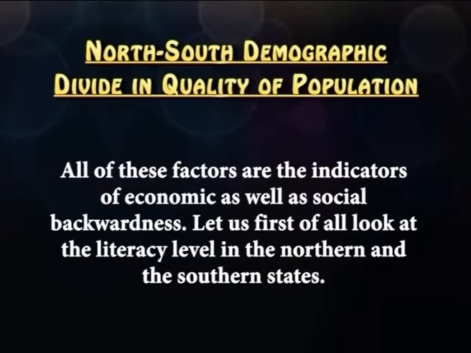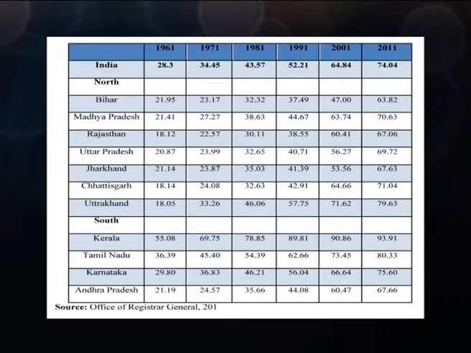All of these factors are the indicators of economic as well as social backwardness. Let us first of all look at the literacy level in northern and the southern states. This can be observed from this table. The table shows that the differences have started right from the early independence period.